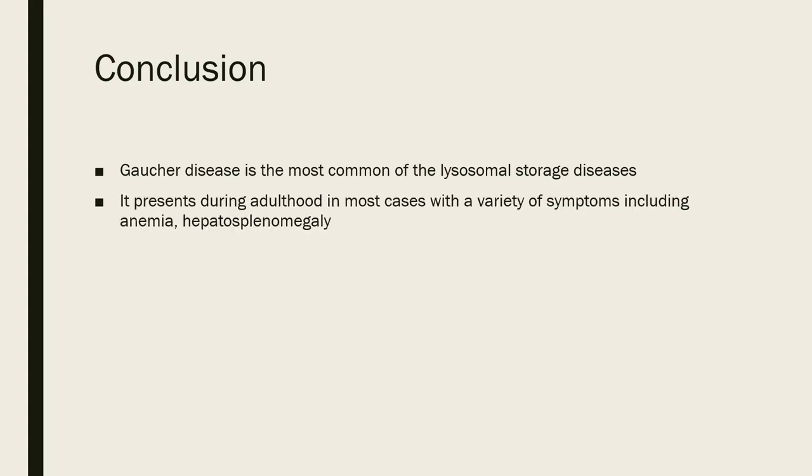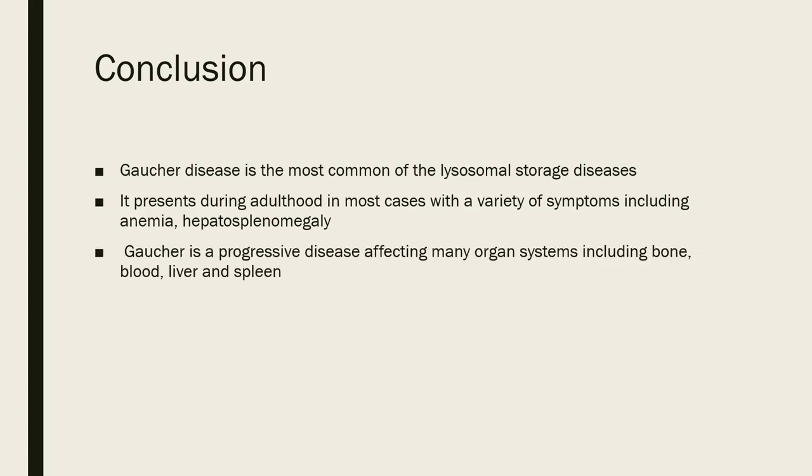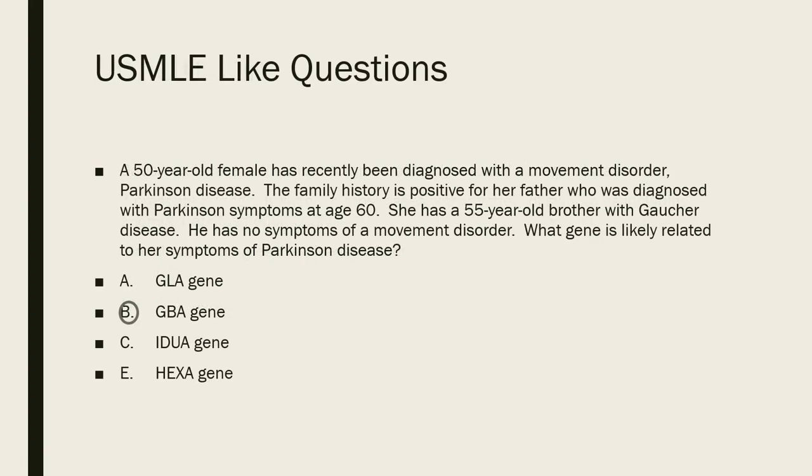So in conclusion, Gaucher's disease is the most common of the lysosomal storage disorders. It presents during adulthood in most cases with a wide variety of symptoms, including anemia and hepatomegaly, so it can be in a differential of quite a few disorders. Gaucher's is a progressive disease, again affecting many organs, including bone, blood, liver, and spleen. And targeted therapies have been shown to improve symptoms.